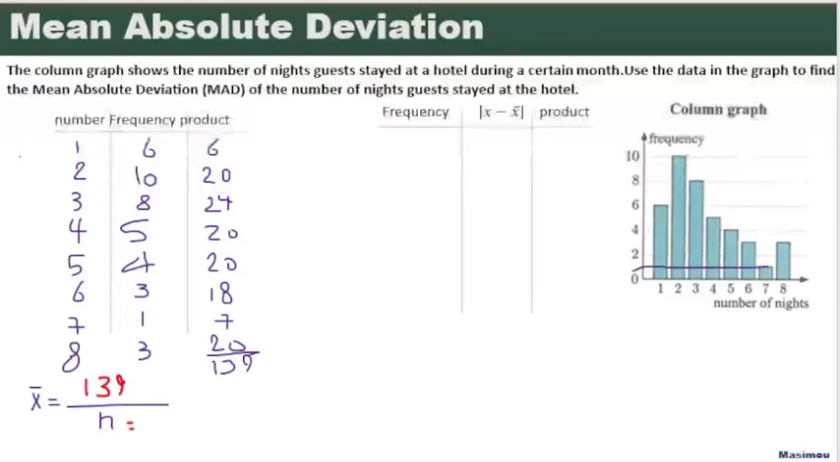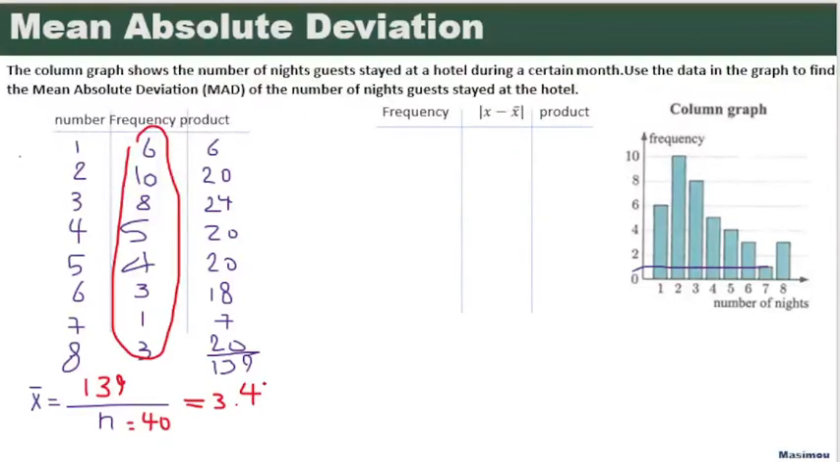So the number would be 40, because the total of this data, when I add them up, gives me 40. So the mean would be, if I do this division, 3.475. It's my mean. Now I have to find the absolute deviation of each data.